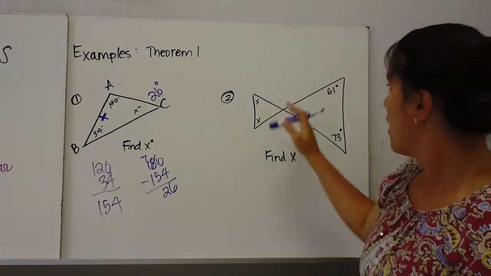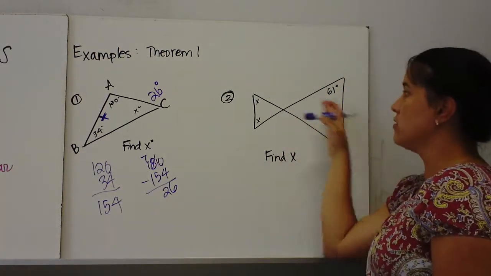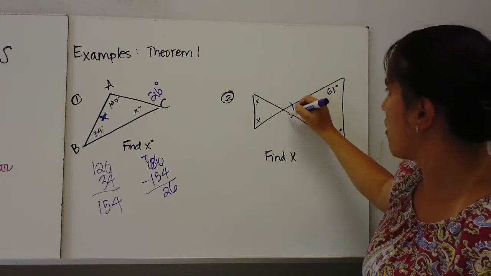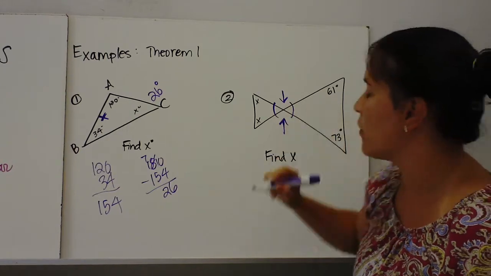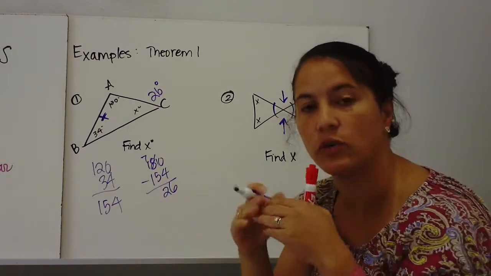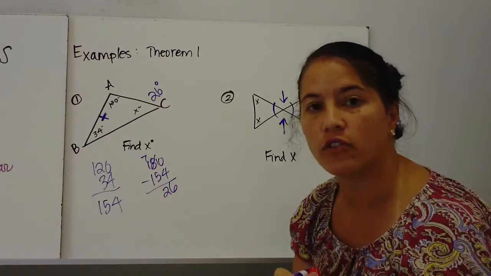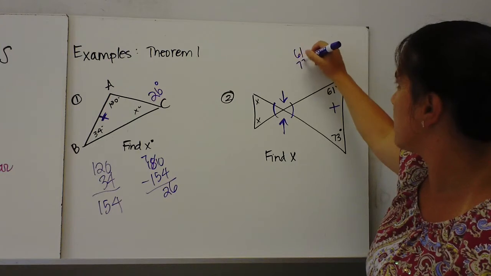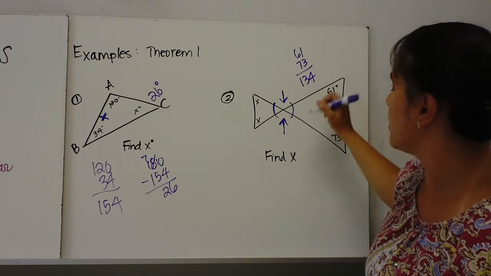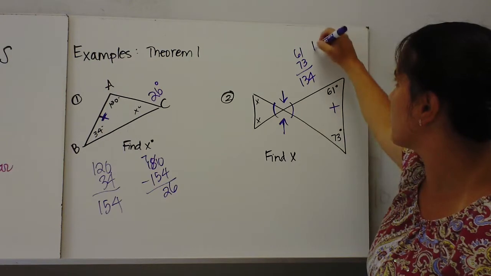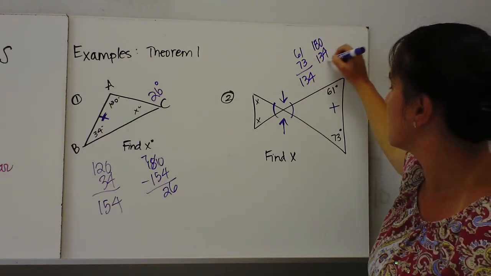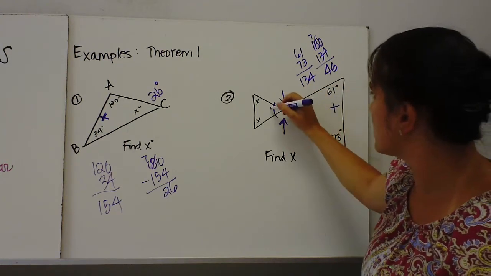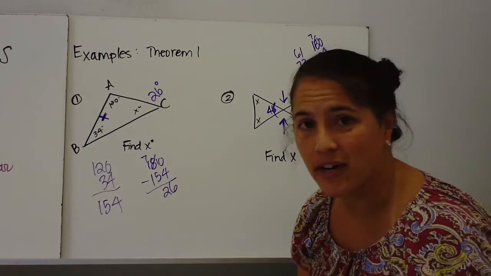Here's another one. You have a set of 2 triangles, and we're trying to find x right here. We know that these angles right here are congruent because those are vertical angles. So if you have 2 angles on top and bottom or left and right, those are vertical angles and they're congruent. So we need to find this. We add up 61 and 73 and we get 134. We need to find this angle, so we would subtract it from 180. And we get 46, which means this is 46. That's not quite our answer yet.